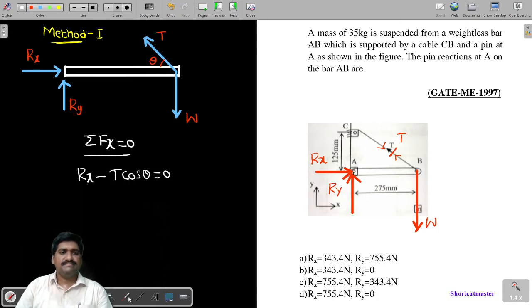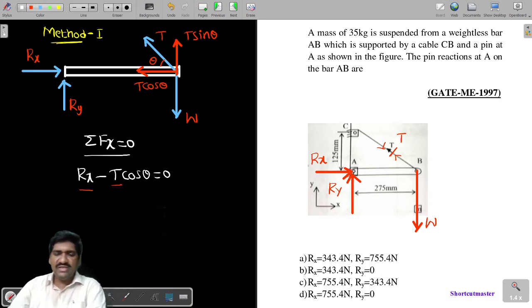equal to 0. This becomes T sine, this becomes T cos. Sine theta. There is a picture. So Rx minus T cos theta is the equation. If you know tension, you can bring out Rx.